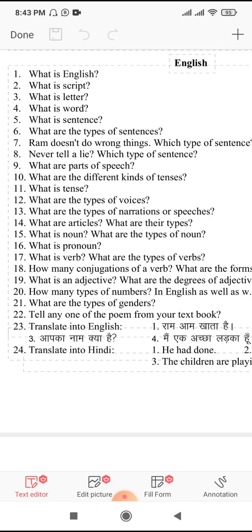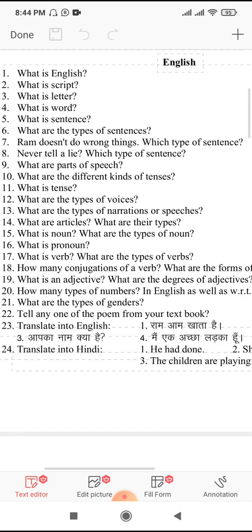Assertive, affirmative, interrogative, emphatic, negative, negative interrogative, all those things. So you have read and you will find out in your grammar book. Ram doesn't do wrong things. Which type of sentence? Ram doesn't do wrong things. Ram never does wrong. Okay, so that is a negative sentence.